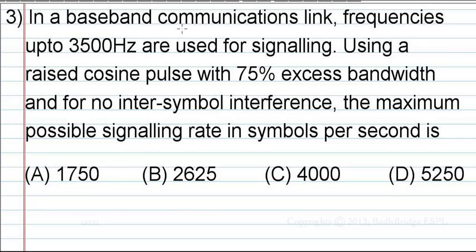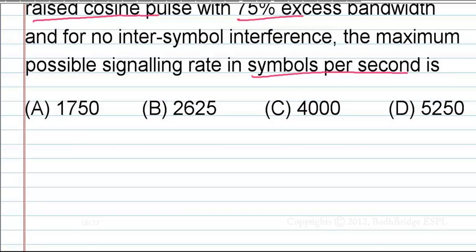He has given that for a baseband communication link, the maximum frequency is 3500 Hz and he is using a raised cosine pulse of excess bandwidth, that is beta equal to 0.75. For no intersymbol interference, he is asking what should be the symbol rate per second. For this, you should know this result. What is raised cosine? You should know this previously itself.